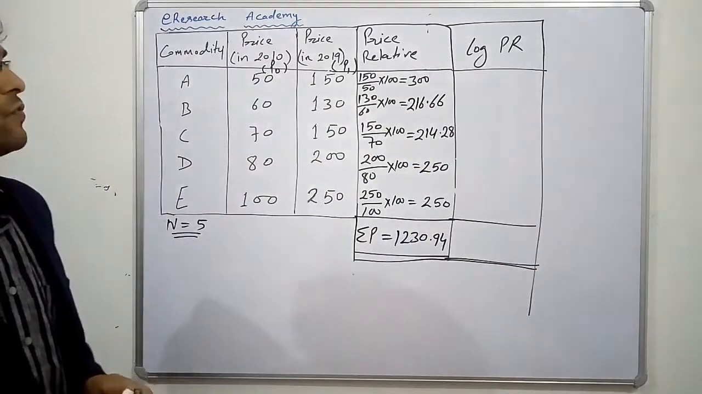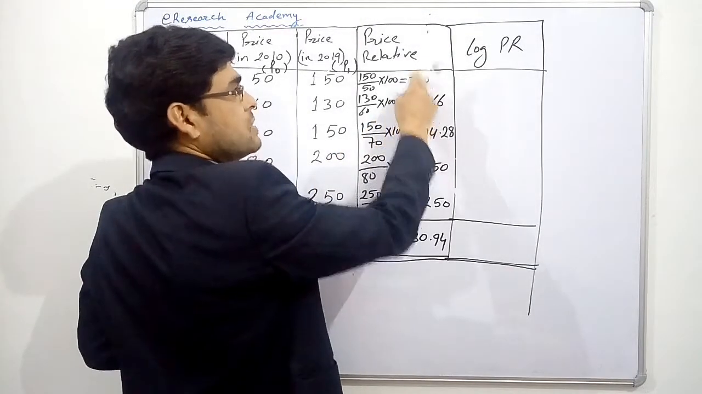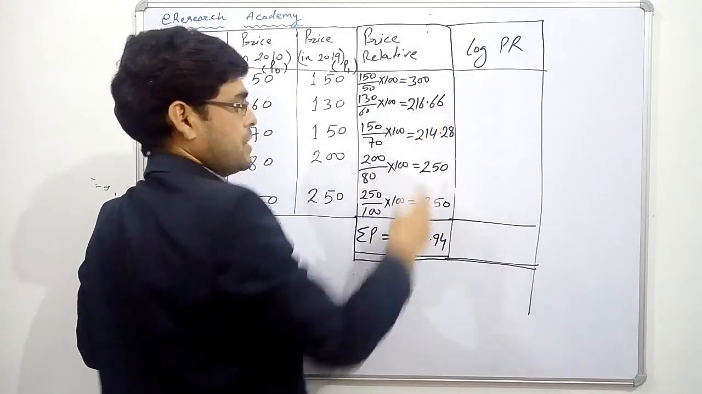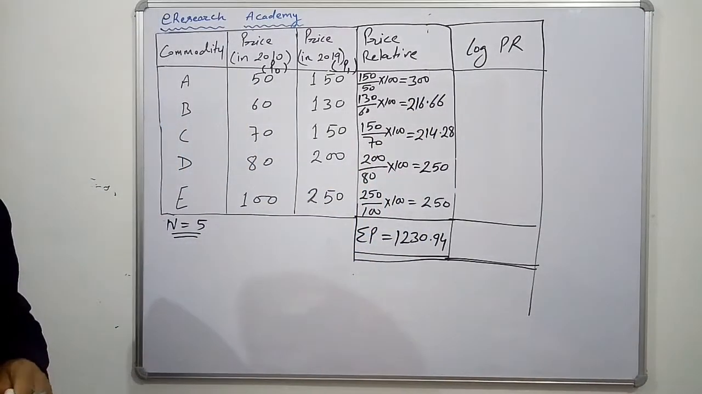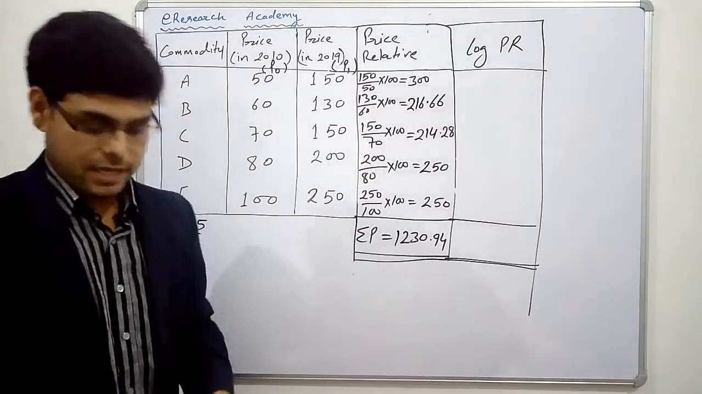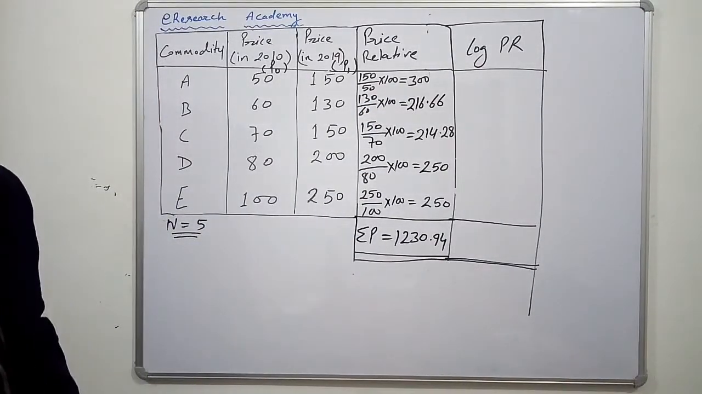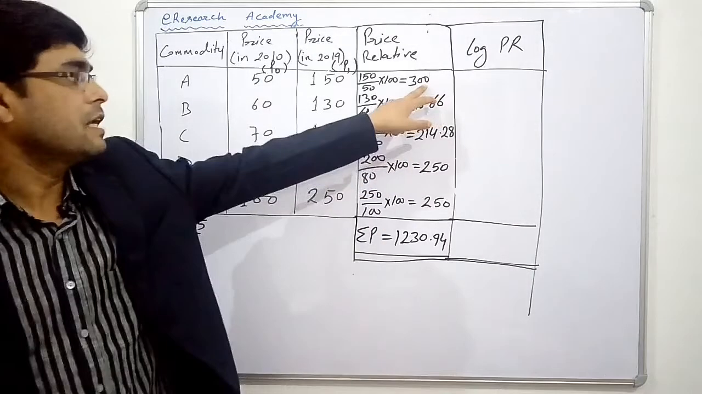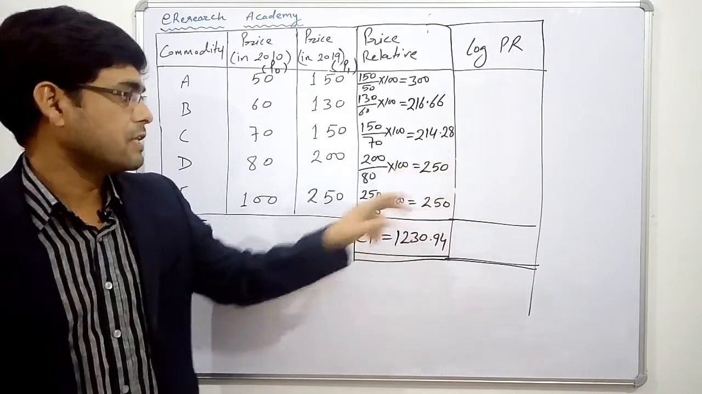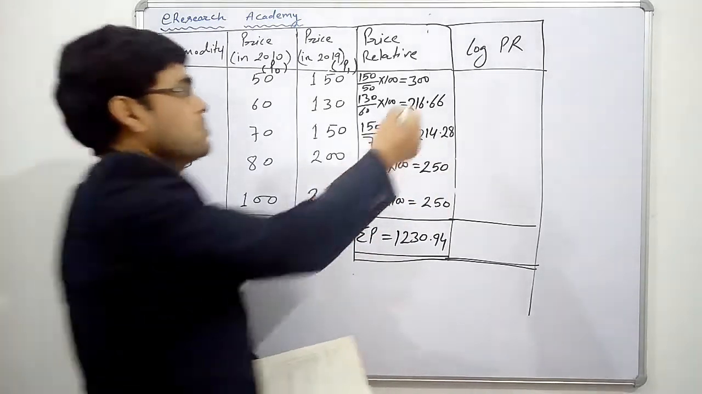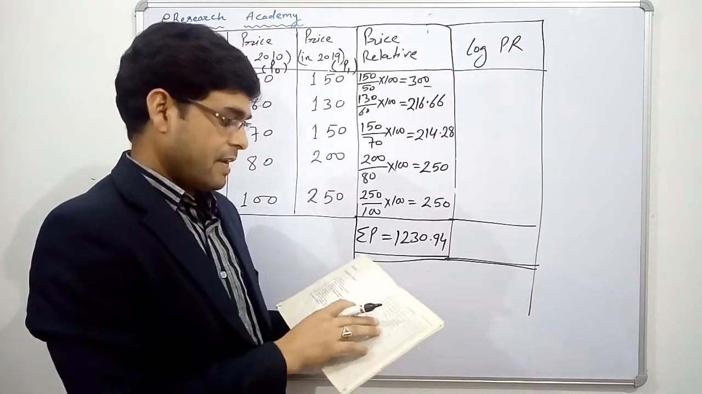For this we need the log value of all these price relatives from 300 to 250. So get the log value of all these price relatives first. I am just finding the log of the first two, then you will have to find the log value for the next three. So log of 300, you will look it up in the log table here.